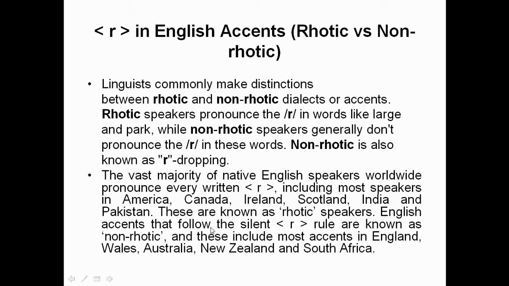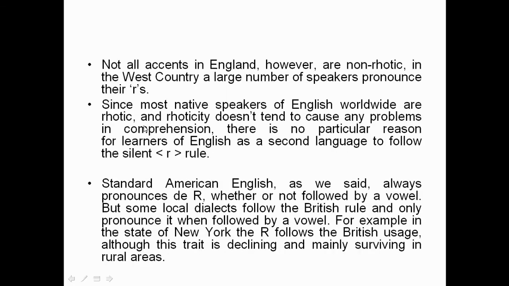English accents that follow the silent R rule are known as non-rhotic. It means that R is not pronounced. Non-rhotic means no R is pronounced. And these non-rhotic regions are actually Wales, Australia, and these regions which are already mentioned here. Okay, so not all accents in England are non-rhotic. In the West Country, a large number of speakers pronounce these R's.